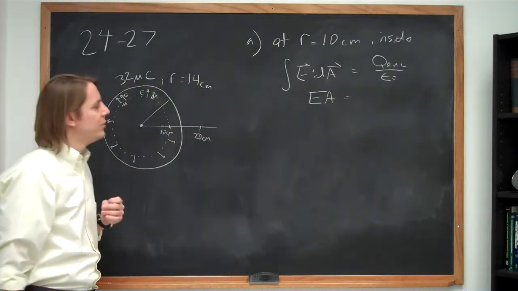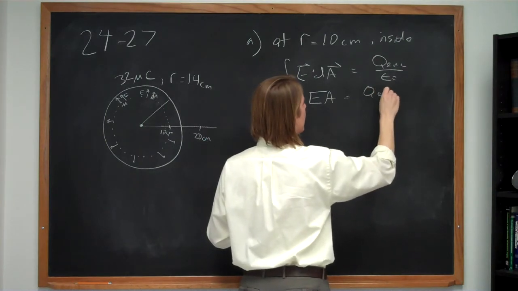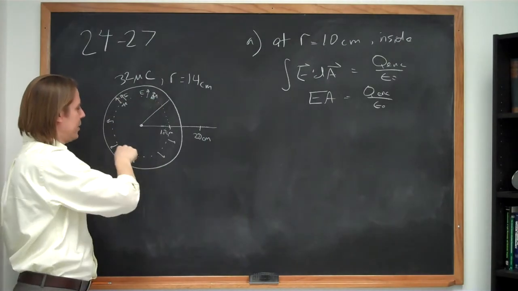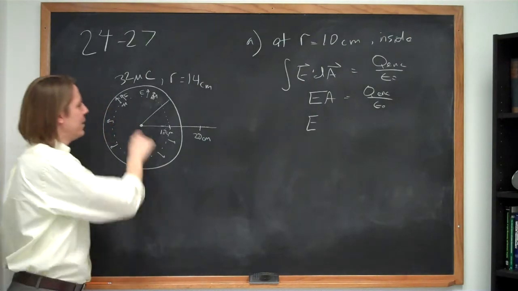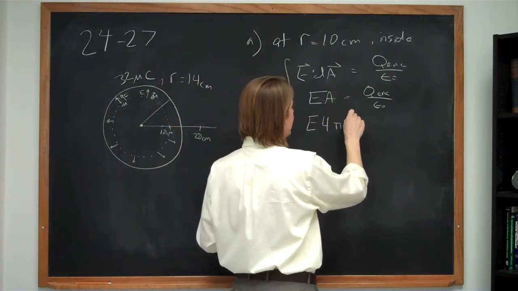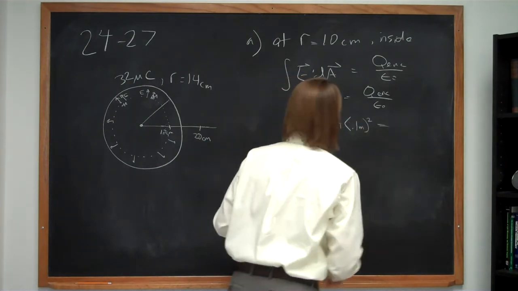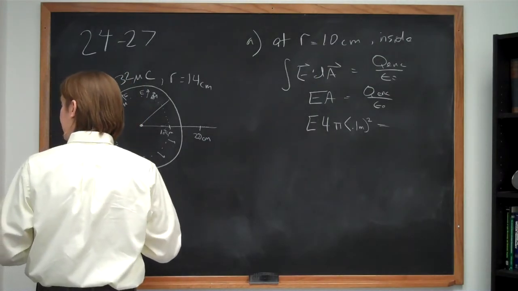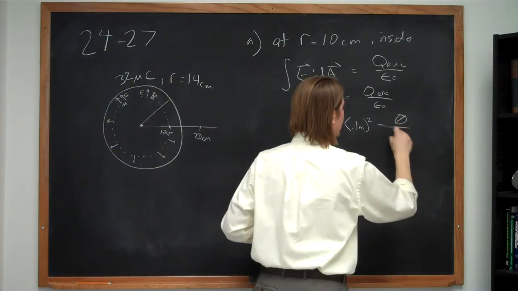EA equals Q enclosed over epsilon naught. Alright, so the E field is constant at this position, so we just call it E. That's the E we're looking for. The area of this is 4 pi times the radius squared. So the radius is 0.1 meters squared. The Q enclosed is 3.2 times, I'm sorry, the Q enclosed is 0. And epsilon naught is epsilon naught.